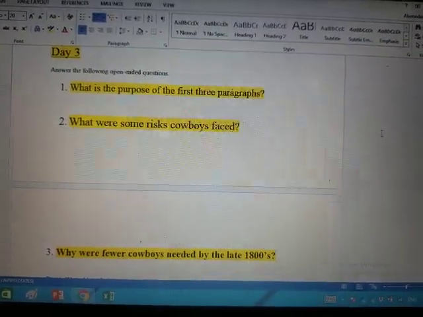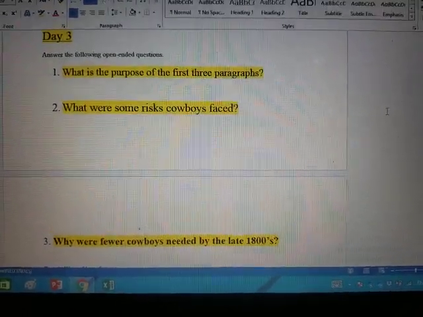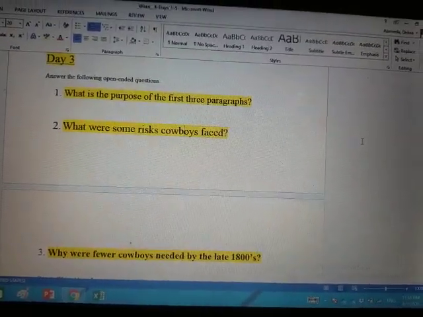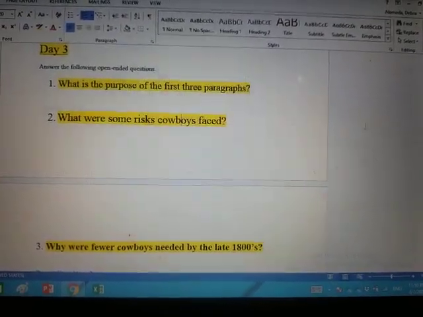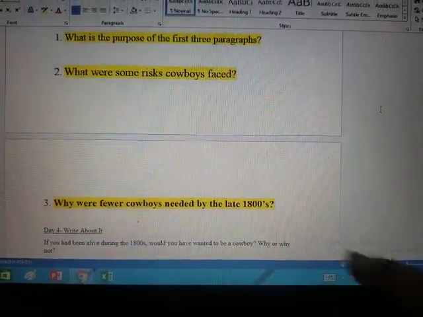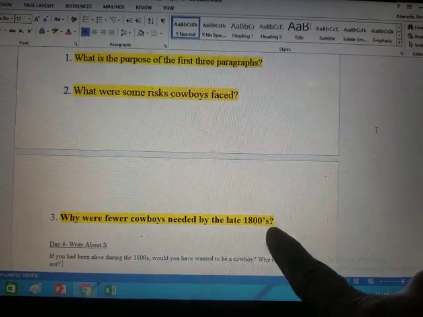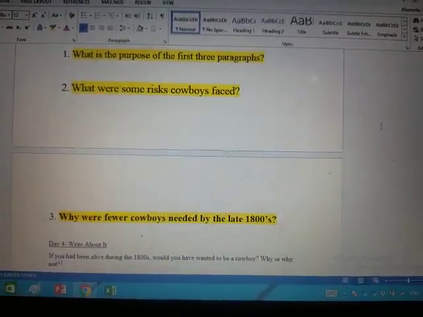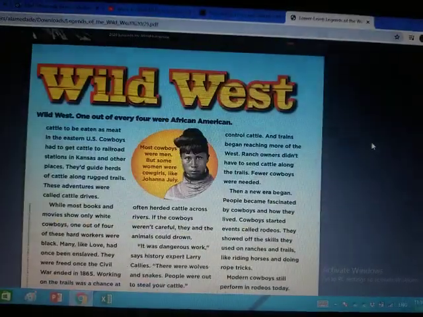Remember, the word risks means their challenges, the problems that they faced when they were on their trails and when they were on their cowboy missions. Tell me, what problems did they face? Okay, and number 3. Why were fewer cowboys needed by the late 1800s? So fewer means less. Why were there less cowboys by the 1800s?